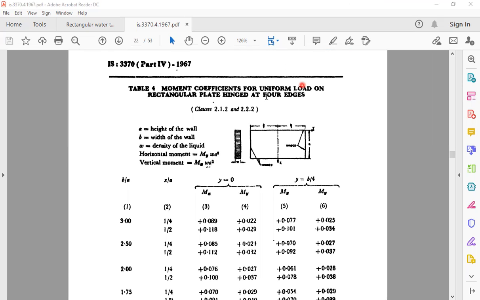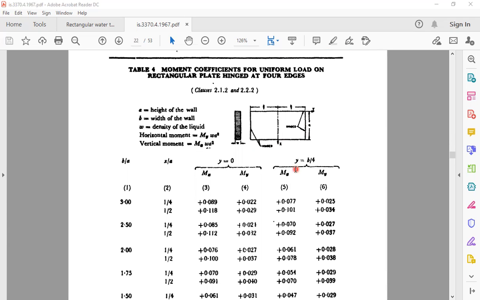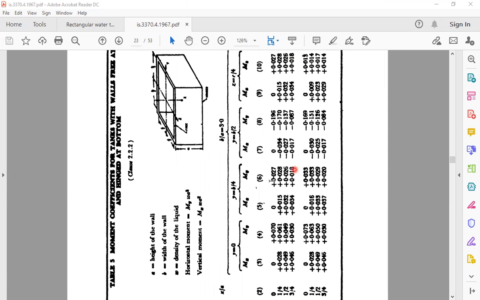Next one is the moment coefficient for uniform distributed load. As I said, it will not have this triangular water pressure portion, it is a uniform load here. It is the fourth table, rectangular plate hinged at four sides, meaning these sides, top and bottom, and these four sides will be hinged. It is related to table 4. And table 5 is the moment coefficient for tanks with wall free at top and hinged at the bottom. So now it is another case, which is different, whereas the first three tables are with the vertical edges fixed and different conditions for top and bottom, and they are for the individual panel.